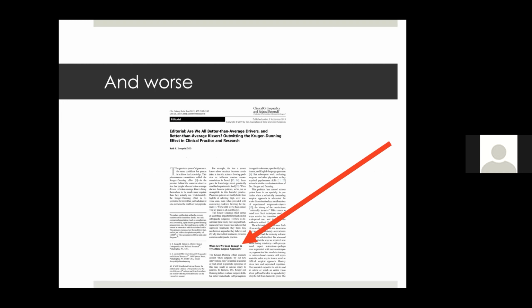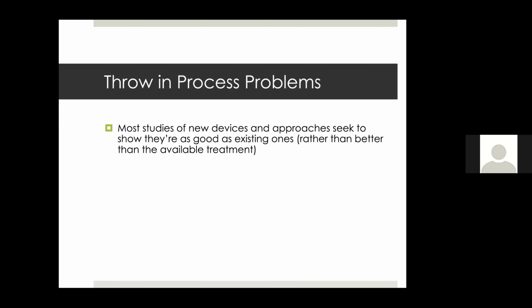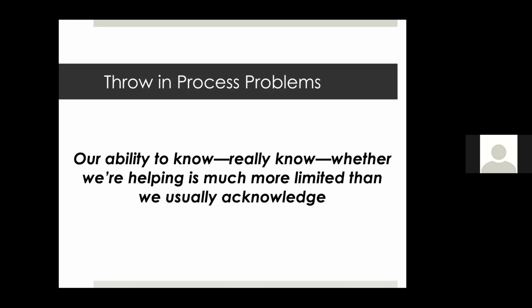If you add in some problems of process in terms of how knowledge gets generated and shared, most studies of new devices and approaches seek to show that they're as good as existing ones rather than better than. And this has a number of shortcomings because new is usually more expensive. New almost always has the uncertainty of novelty. New may deliver unintended consequences, such as we saw in the spine with rhBMP and the hip with metal-on-metal devices and so forth. And so our ability to know, really to know whether we're helping somebody with an operation or any other treatment that we might offer is much more limited than we usually acknowledge.